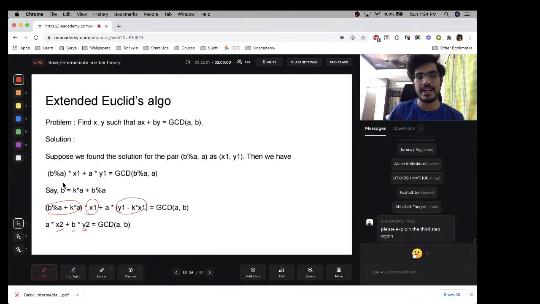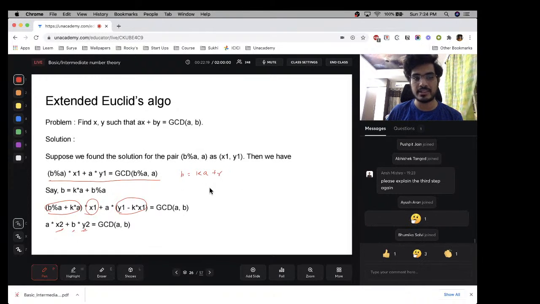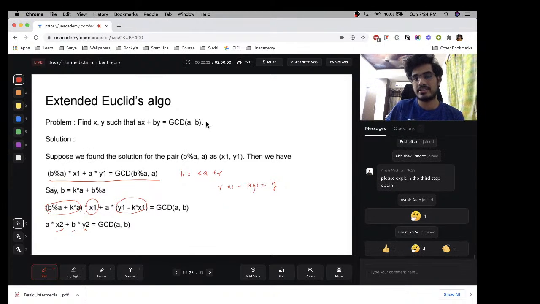So what we had here is this equation. Let's say B mod A, B equals Ka plus R. Okay, B equals Ka plus R. Then we already know the equation answer for R into x1 plus A into y1 equals GCD, which is G. Let's just write GCD as G.